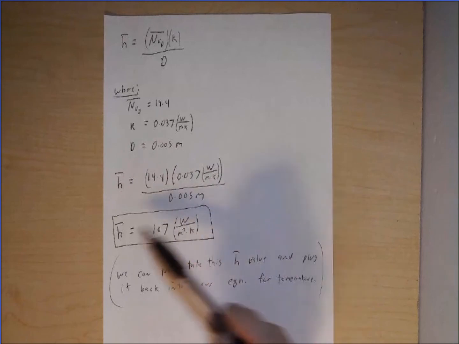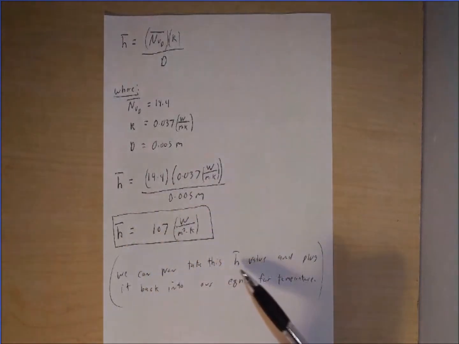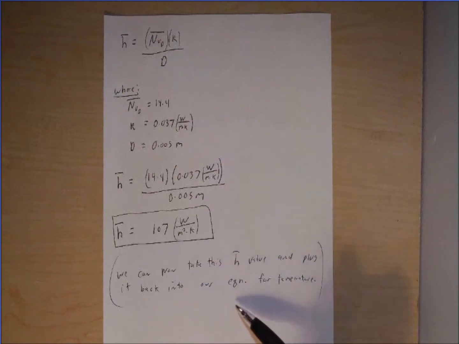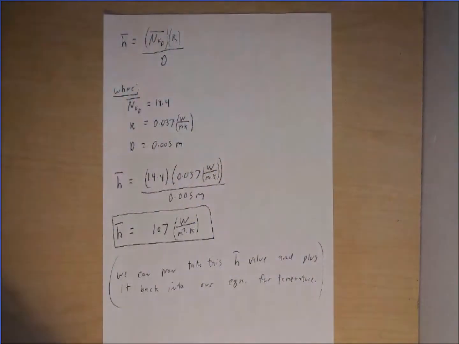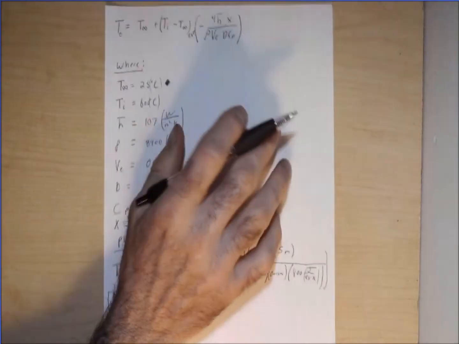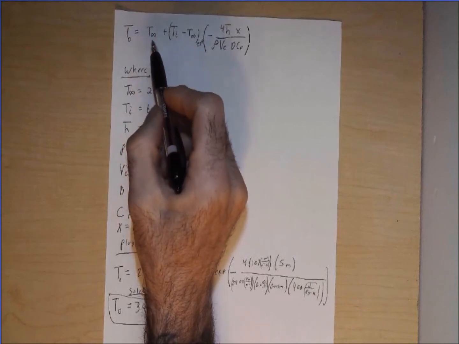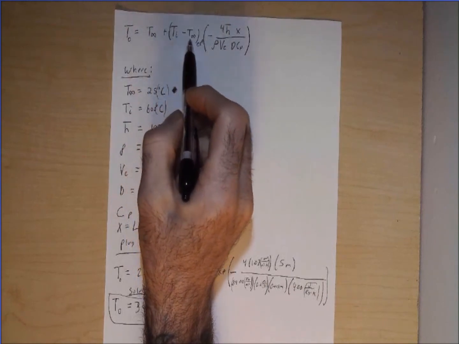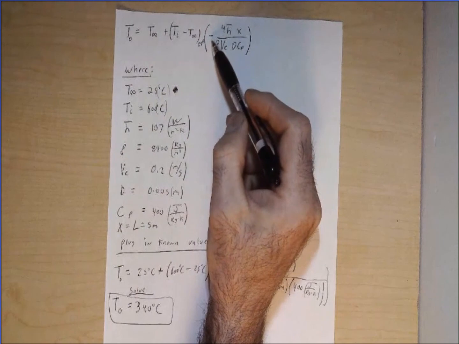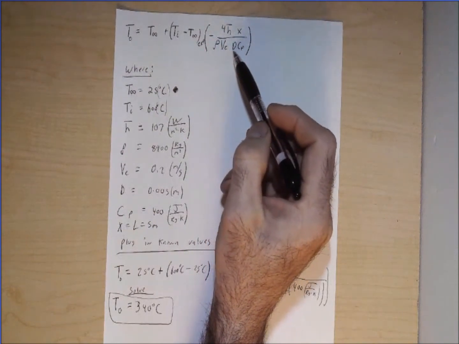We do our unit analysis. That checks out for our h bar. Now we can take this value and plug it back into our equation for temperature. So now going back to our temperature equation here, T_o is equal to T sub infinity plus our T_i minus T infinity temperature differential to the exponent of negative 4 h bar x all over rho V_e d C_p.